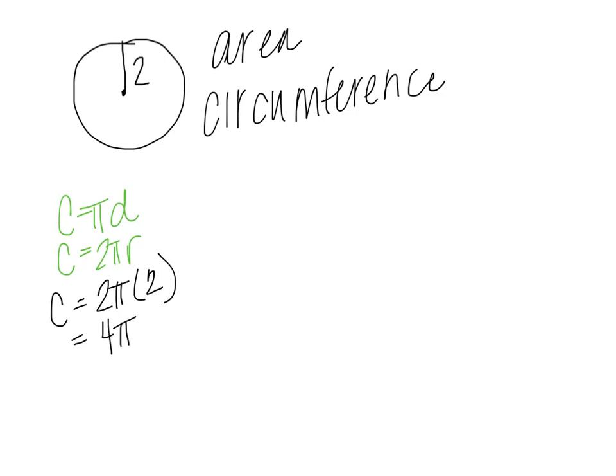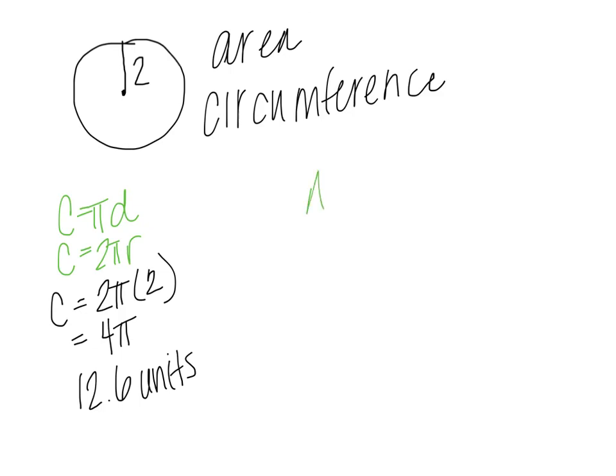I'm going to use 3.14 in my calculator, and I'm going to round to the nearest tenth. So when I do that, I end up getting 12.6 units.